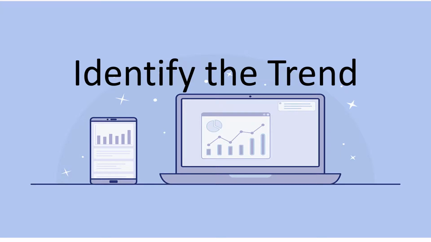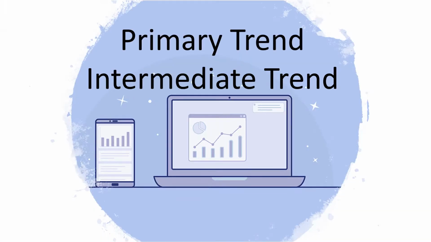In order to effectively make a profit in trading, you have to trade with the trend. So the first thing to do is to identify the trend. Markets exist in different time frames. There are 2-minute time frames, 4-minute time frames, 1-hour time frames, daily time frames, weekly, monthly, and so on.